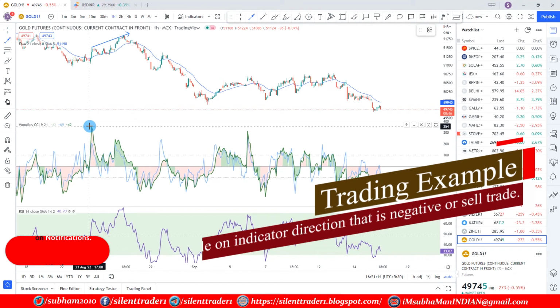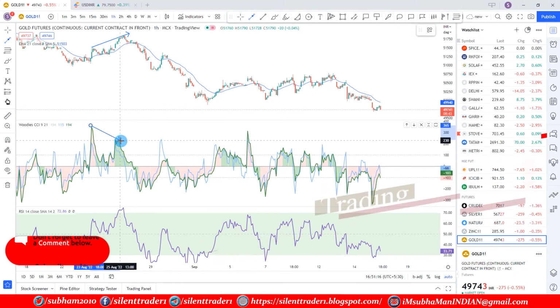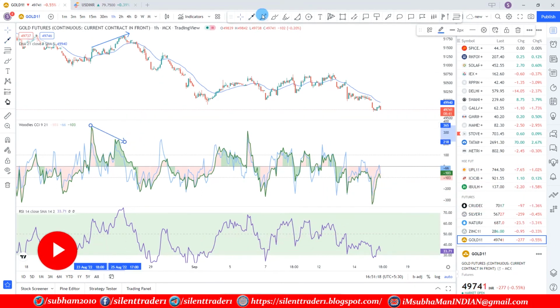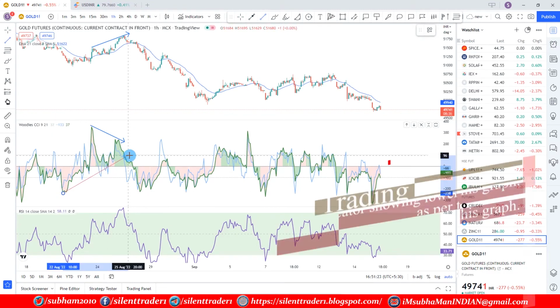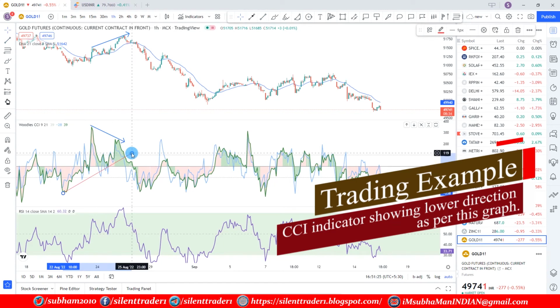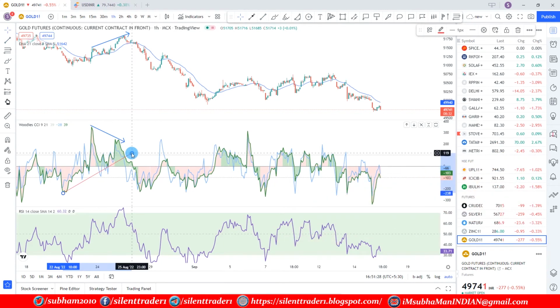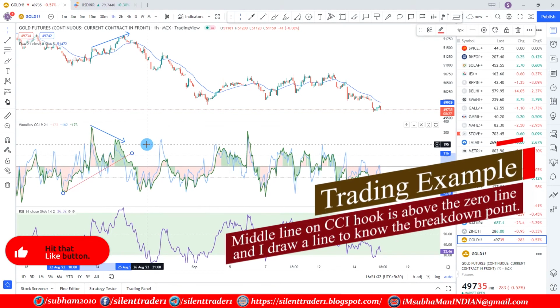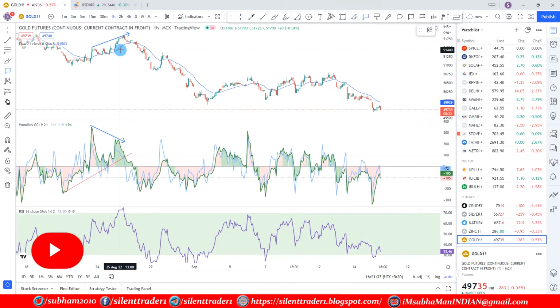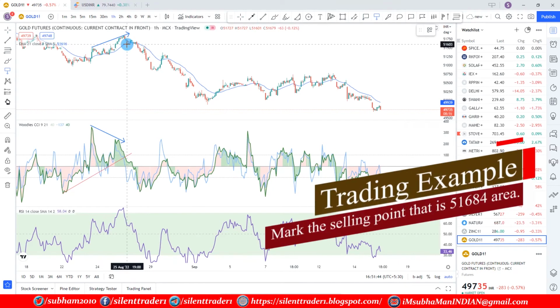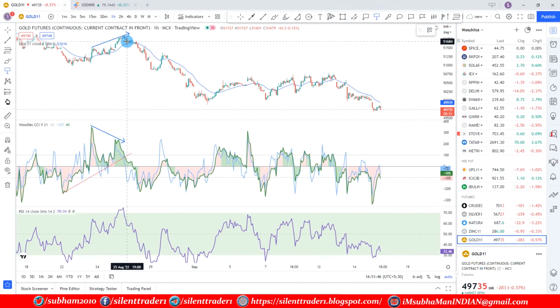The CCI indicator is showing the lower direction as per this graph, which means the opposite direction. This indicates that now a trade is possible in the indicator direction, that is negative, or a sell trade. The middle line, the CCI hook, is above the zero line, and I draw a line to know the breakdown point. Mark the selling point, that is the 51684 area.